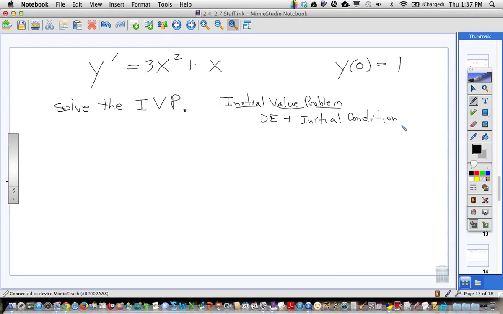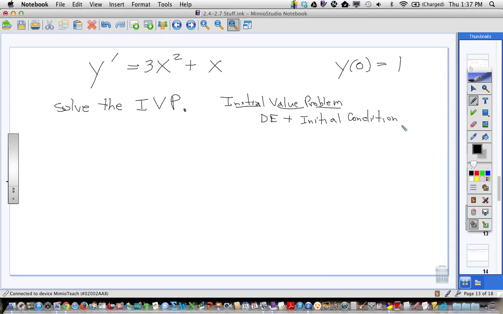Remember when we gave you f prime graphs and told you to draw f? What happened when you went to draw f? You didn't know where to start. But if I told you 1 point on the original graph, then you would know where to start. That was an initial value problem. So here's the differential equation. I'm telling you 1 point on the original function. Okay? This is called an initial value problem. A differential equation with an initial condition.